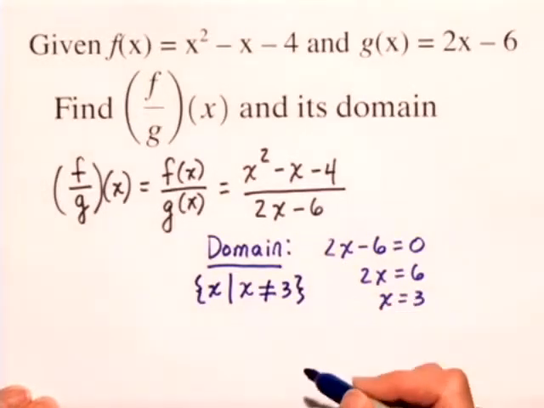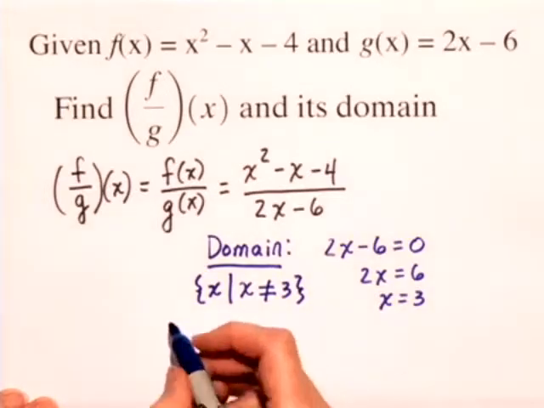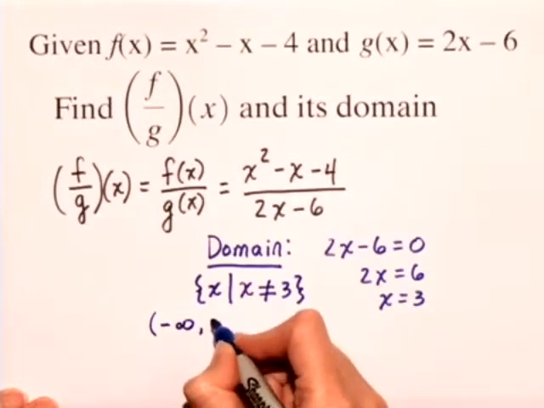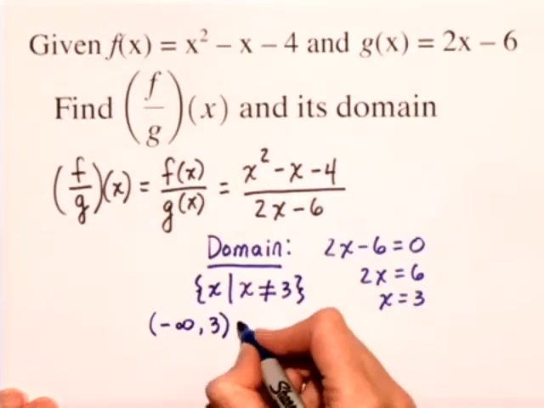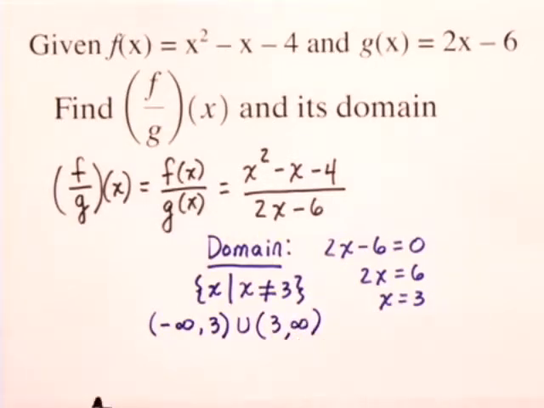A lot of times we write the domain in interval notation, so I'm going to do that as well so you're familiar with both of them. So we want any value of x except 3. So we can write that as negative infinity, comma, 3 on an open interval, union 3, comma, positive infinity.